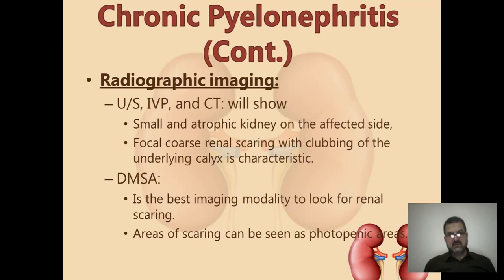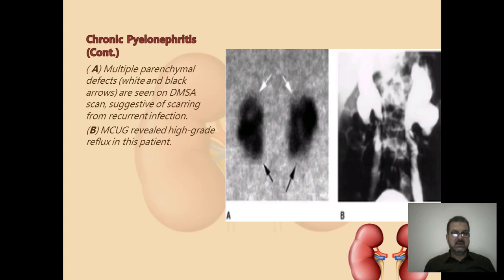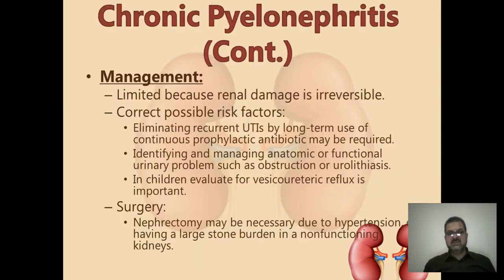It shows what percentage each kidney participates in the function. This is an example of a DMSA scan. You have here on the right side multiple parenchymal defects, perfusion defects, for the same patient who on the left side has high grade reflux. Management: there is actually no management, because the changes which happen to the kidneys are irreversible.